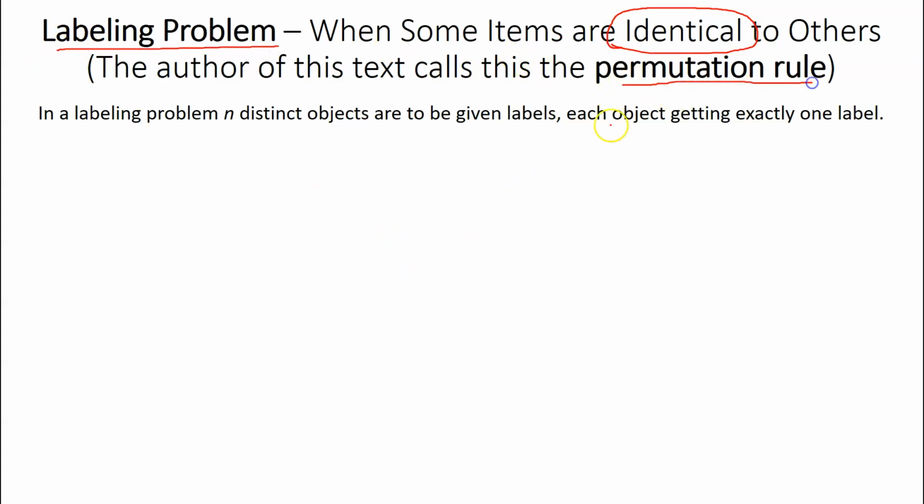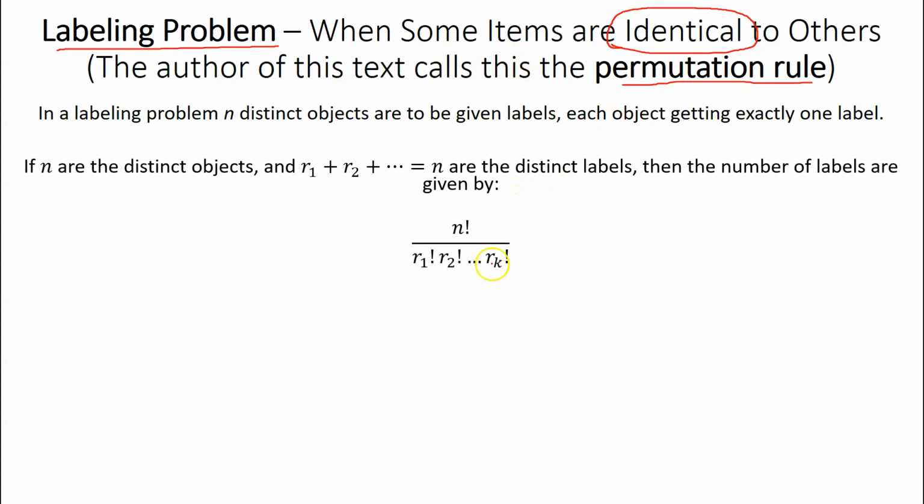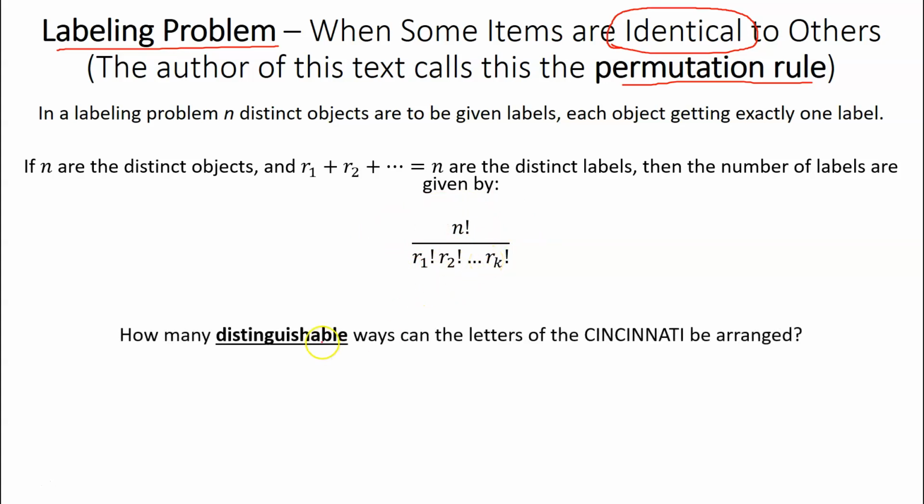He calls it the permutation rule. It doesn't matter. It's just a big formula. Give me a second here, because it's easier to explain what the formula is doing with an actual example.